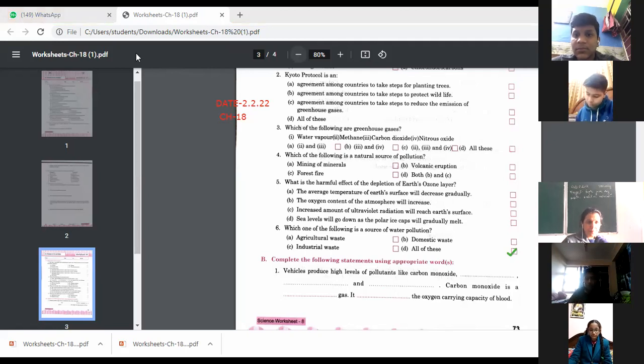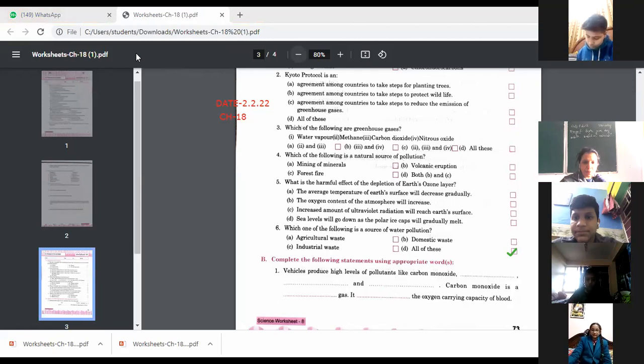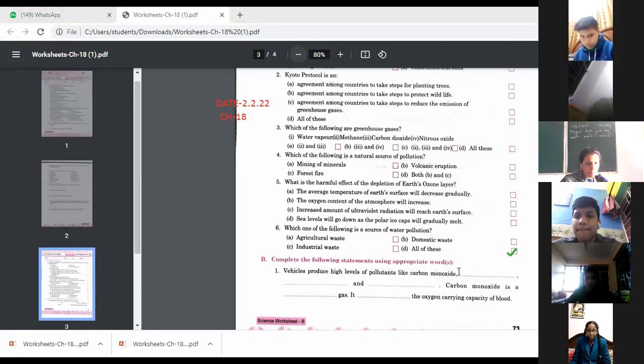Next is B part. Complete the following statements using appropriate words. Vehicles produce high levels of pollutants like carbon monoxide, dash, and dash. Carbon dioxide. Yes, tell, Ansh, Sarthak Singh Rao. What are you saying? Carbon dioxide, methane, and sulfur oxide, nitrous oxide.